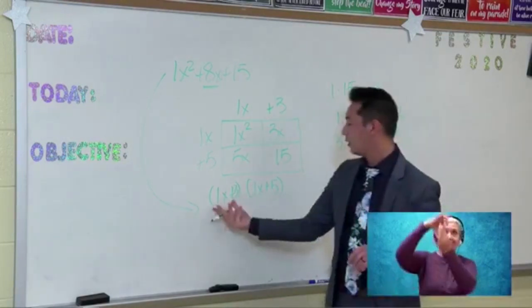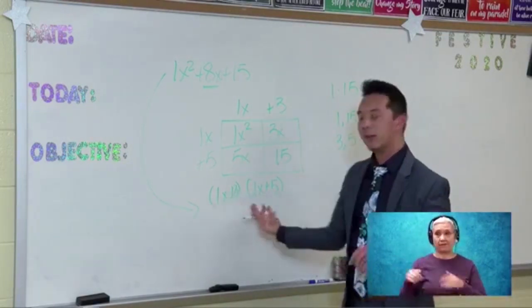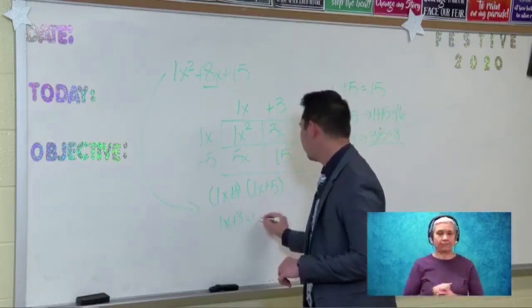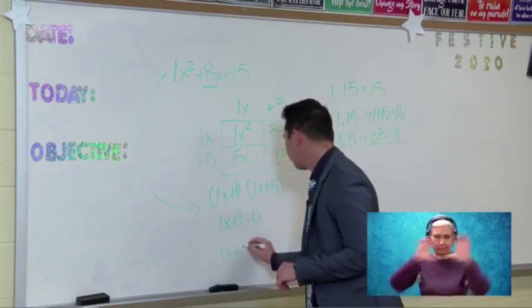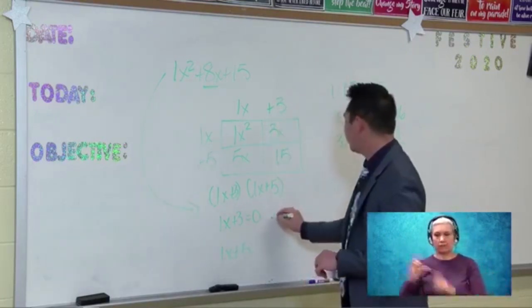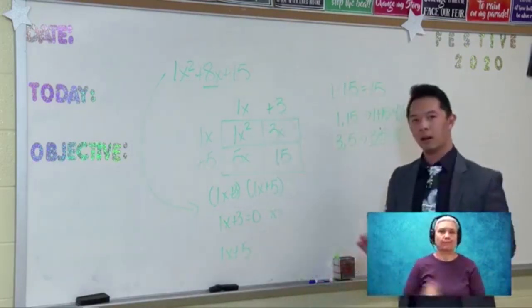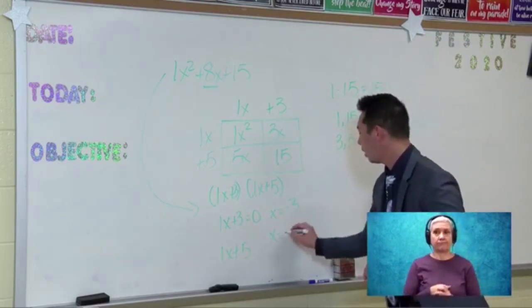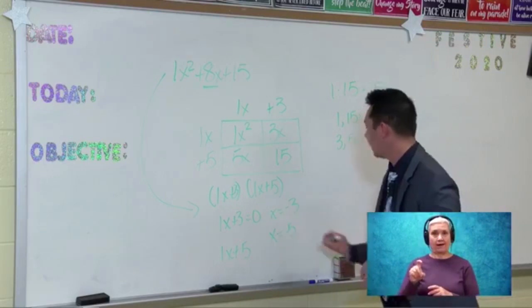And now we've got two factors that we can use to find what is equal to 0. I'll set both of these equal to 0. And so the values of x, therefore, are going to be negative 3 or negative 5.